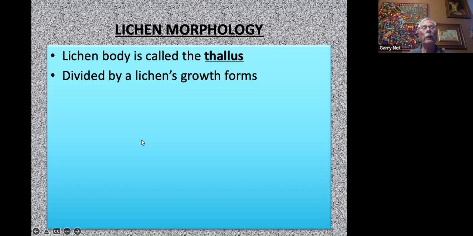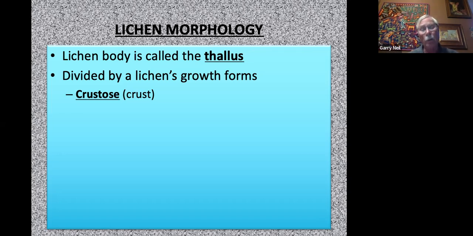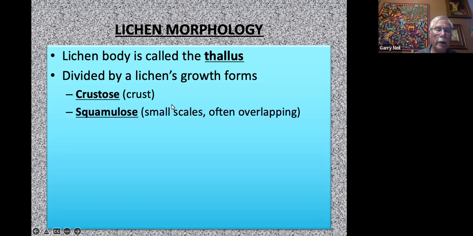So the body of the lichen is called the thallus. And lichens are grouped by their growth forms. So first of all, you have those that you've probably seen on rock, and they look like just round circles on the rock in many cases. And if you try to lift them up, they break apart because they're crusty, etc. And those are called crustose lichens. They belong to that particular category.